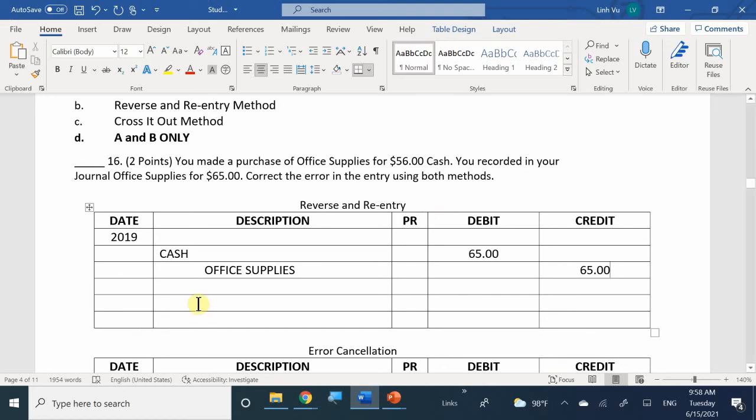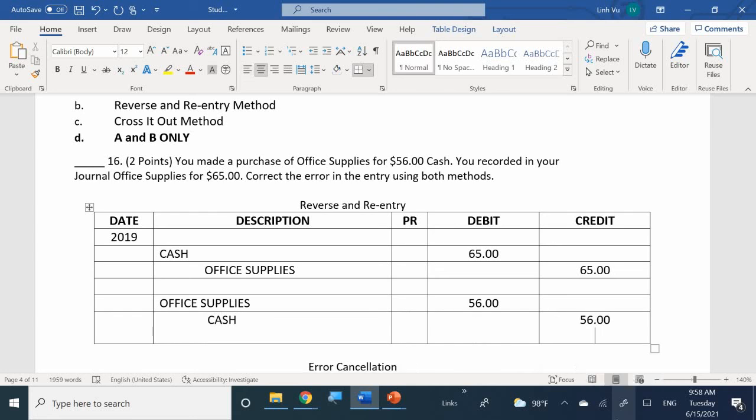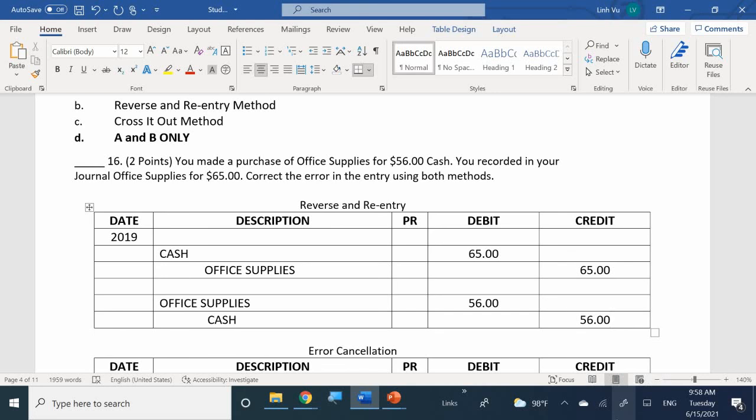Okay. Then you will re-enter office supplies for 56 and cash for 56. Okay. Good. Now, the best way to understand this is, this is perfect. This is accurate. This is correct. This is when we are taking a look, right? If I purchase office supplies and I paid with cash, so therefore, I originally record my entry, right?